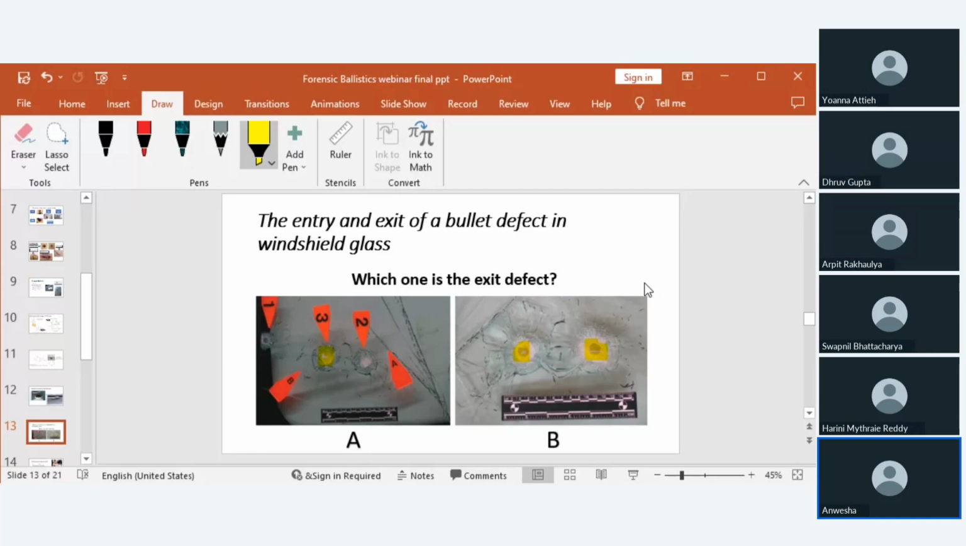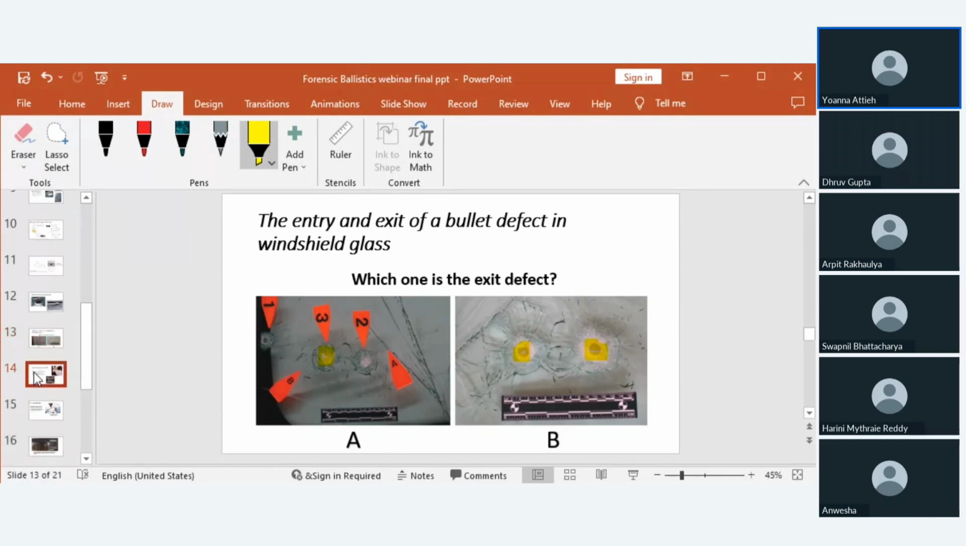A is entry and B would be exit. Absolutely correct. Bravo. So B is the exit defect because the coning is bigger in B. So whenever you have a bigger coning effect, this determines the exit point. Thank you.